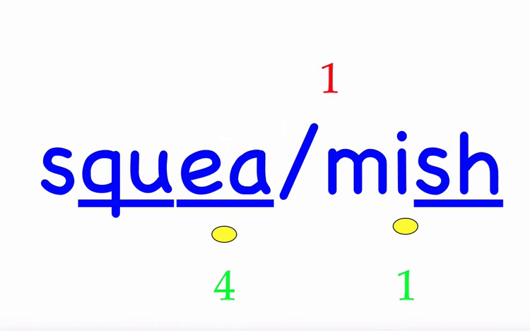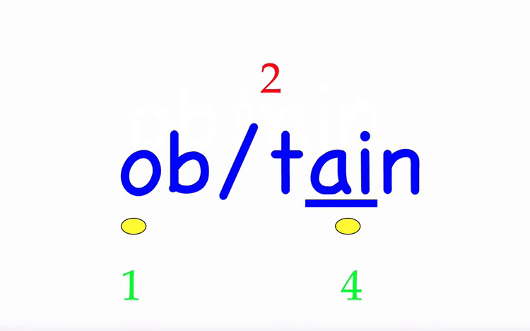Obtain. I will obtain more information. Obtain. Ob, two sounds. A, B. Tain, three sounds. T, A, N. Obtain. Mark the word.